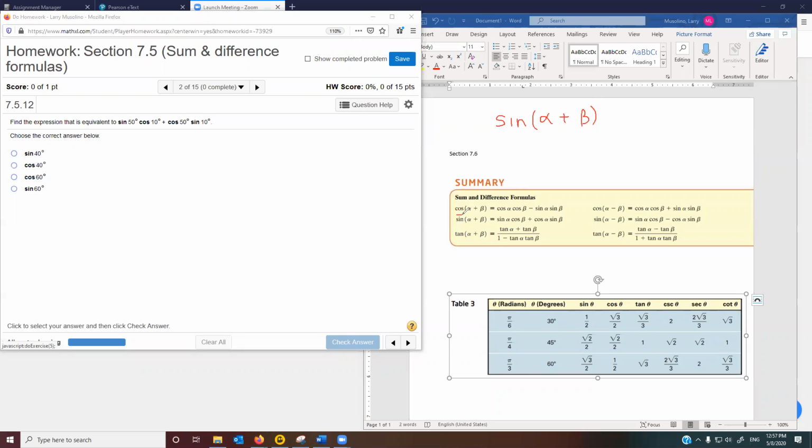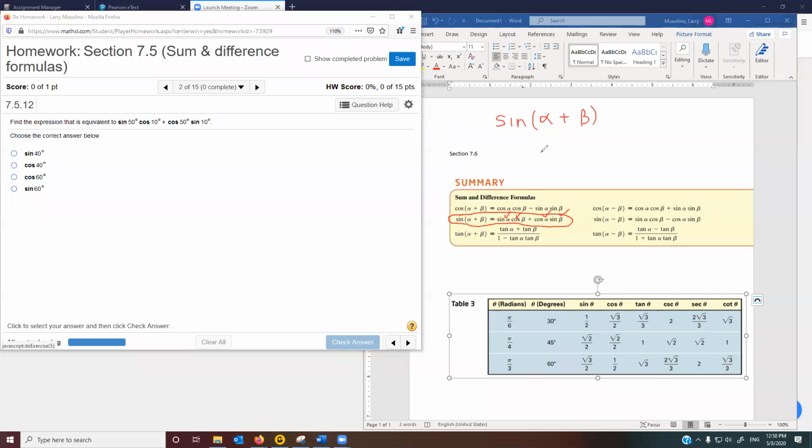Well, what I could do is use a formula right here. This is copied from the Section 7.6 part of our textbook. Notice I can rewrite it to be sine of alpha cosine beta plus cosine alpha sine beta. So what these formulas allow me to do is rewrite the cosine of the sum of two angles, or the sine of the sum, or the tangent of the sum.